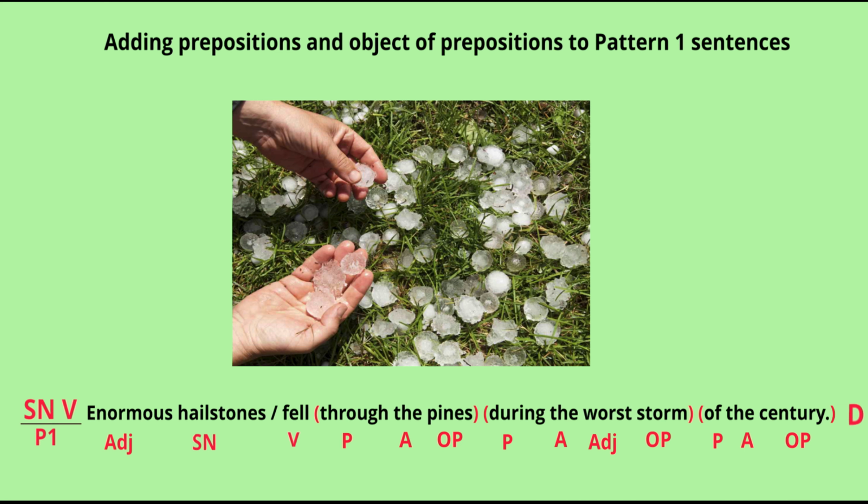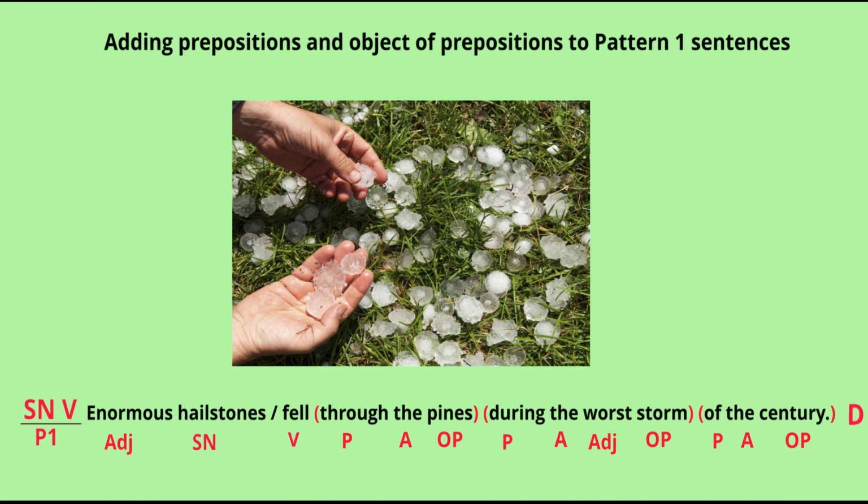So what kind of hailstones? So what are we talking about? We are talking about the hailstones. So hailstones is the subject noun. And what is the verb in the sentence? What is the action? Hailstones fell, right? Fell is the verb in the sentence. Enormous hailstones. You're describing the hailstones. What kind of hailstones? Enormous. So enormous is the adjective in the sentence.